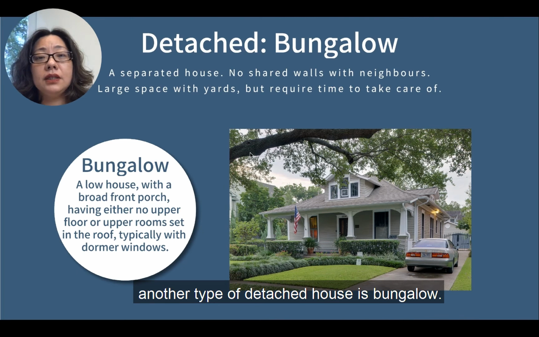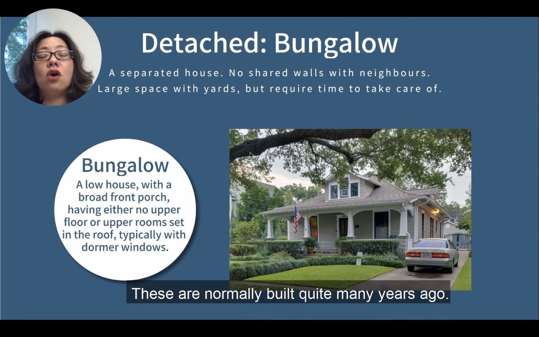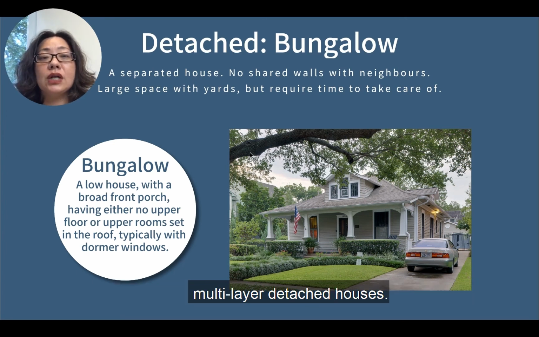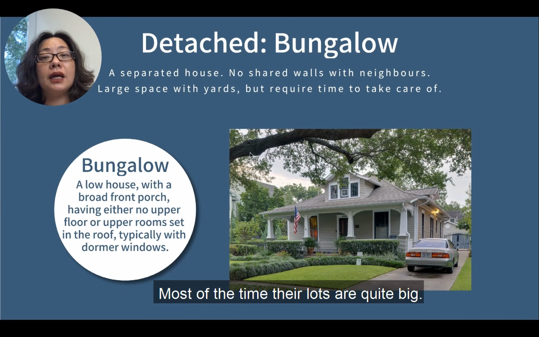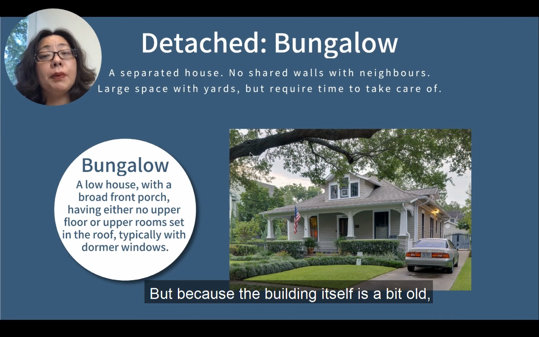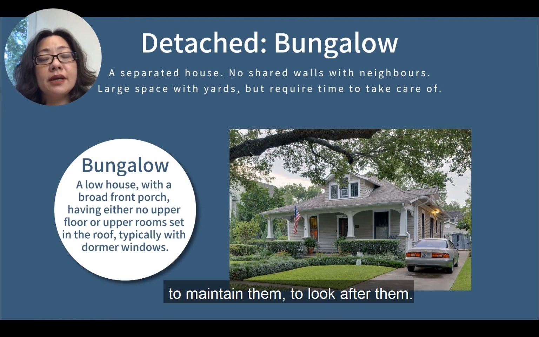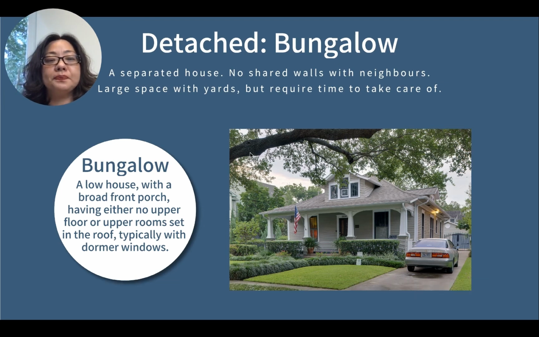Another type of detached house is a bungalow. These are normally built quite many years ago. They don't share any walls with any neighbor, just like the multi-layer detached houses. Most of the time, their lots are quite big. But because the building itself is a bit old, it requires the owner to spend some time to upgrade them, to maintain them, to look after them.